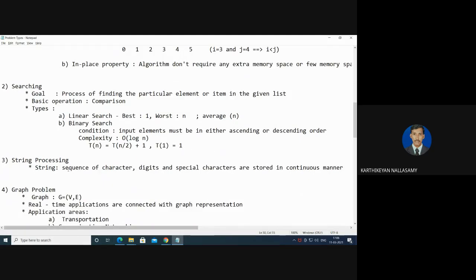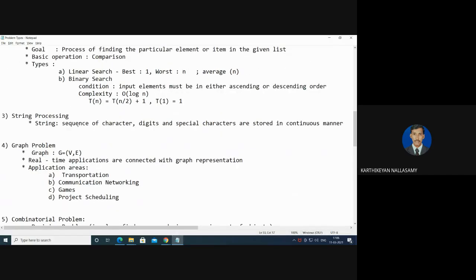So the next one is called string processing. We know what a string is. A string is a sequence of characters, digits, alphanumerics, or special characters stored in a continuous memory location, under a single name. The processing of strings in C and C++ is difficult, but in Java and similar languages it is easier. String processing is very important. Some applications like the string matching problem, string reverse, and string concatenation come under string processing.